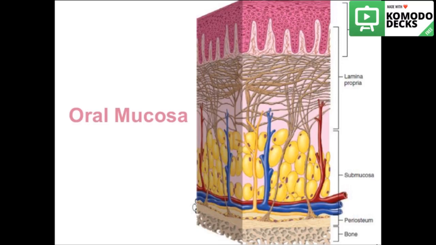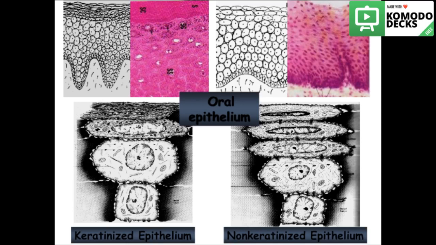The oral mucosa is composed of an epithelium made up of 4 layers, the lamina propria underneath, which could be divided in 2 parts, and the submucosa, which separates the mucosa from the bone or the muscle underneath. The oral epithelium is divided into keratinized or a non-keratinized epithelium.